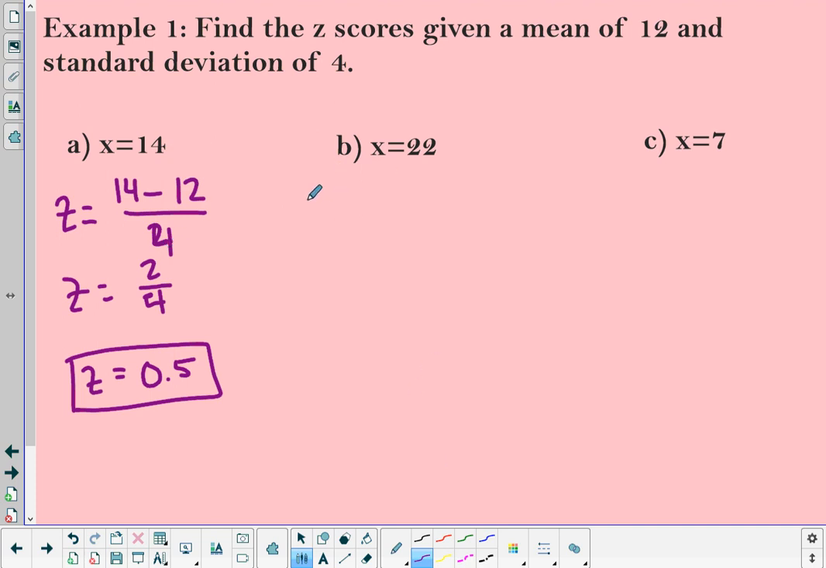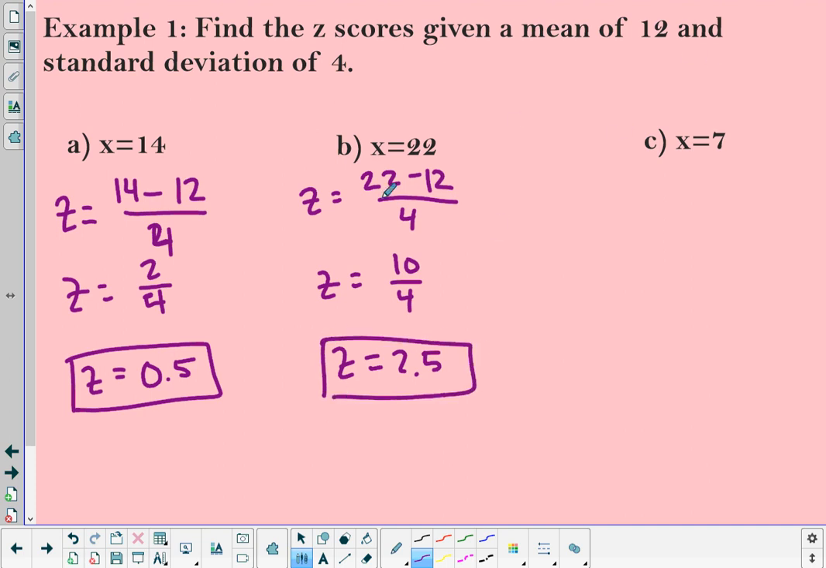So taking a look at part B, you can kind of start to envision what's going to happen here. 14 is pretty close to 12, which is the mean. 22 is a lot farther away from the mean of 12, so your z-score should be quite a bit higher here. Here it would be 22 minus 12 divided by 4, which is the same thing as 10 divided by 4. And now I have a z-score of 2.5. So much farther away, which means it's many more standard deviations away from the mean than the one that was a lot closer to 12.